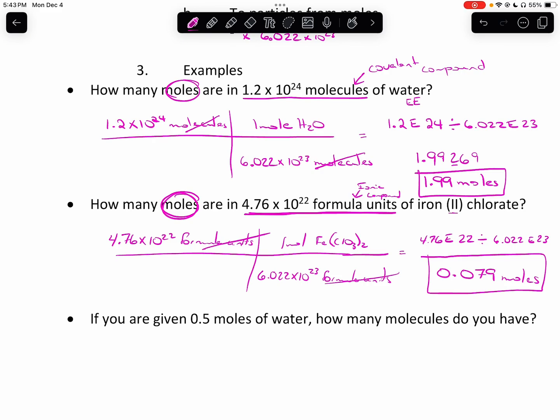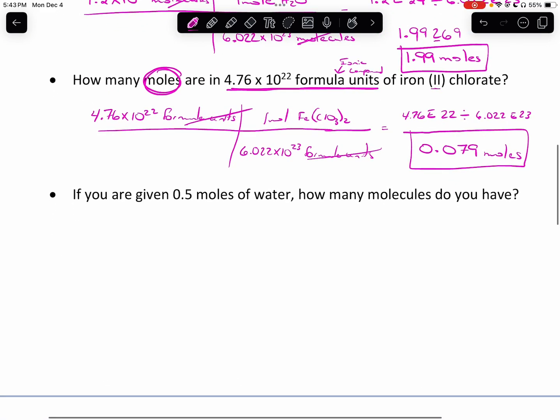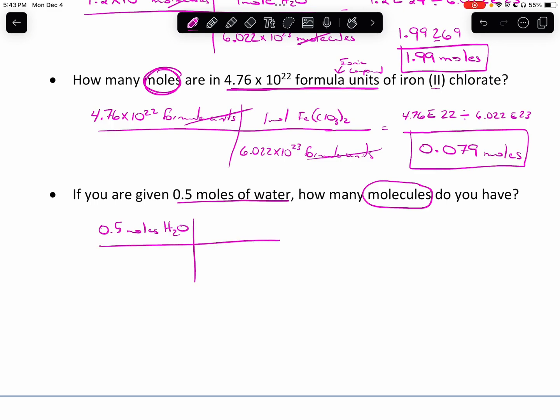This is not as hard to type in, but we'll see what we got here. So this last one says if you're given 0.5 moles of water, how many molecules? We're looking for molecules. So this time we're going to multiply by Avogadro's number. So we're going to go 0.5 moles of H2O. We're going to put 1 mole of H2O on bottom. That way we get moles to cancel. And on top, we're going to put Avogadro's number, 6.022 e to the 23rd. And since we're talking about water, that label is molecules. It also tells us that in the problem.